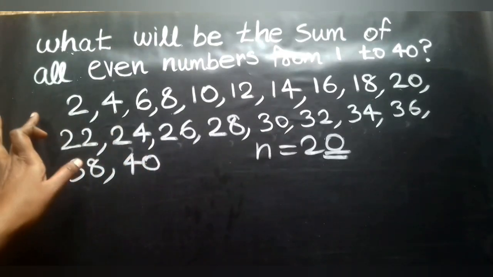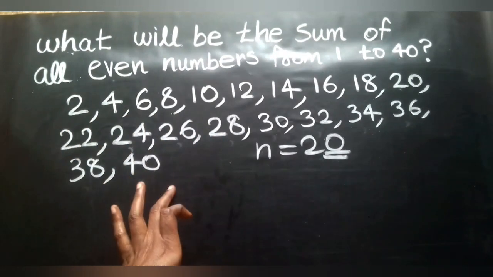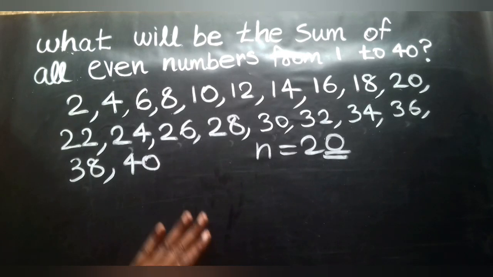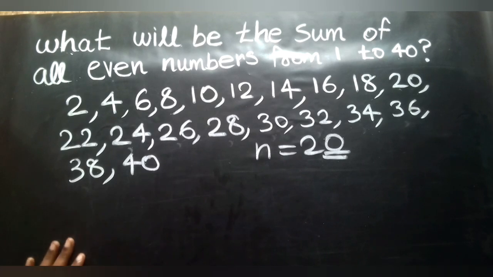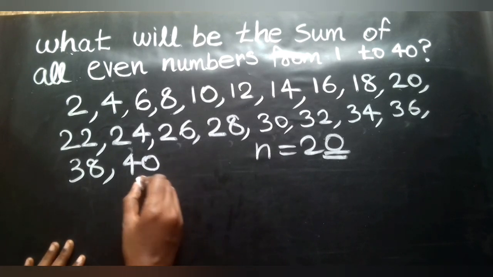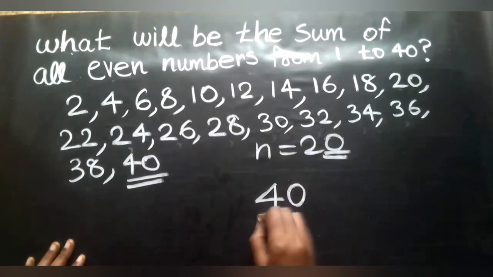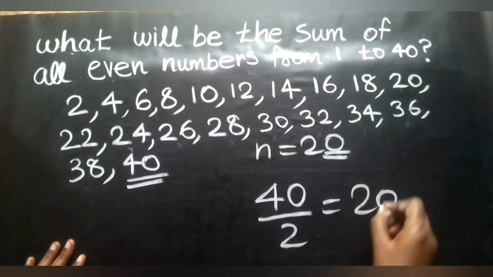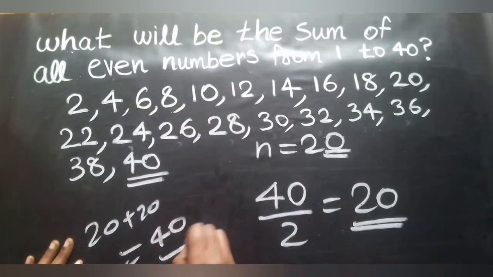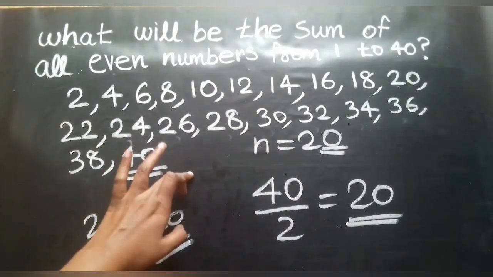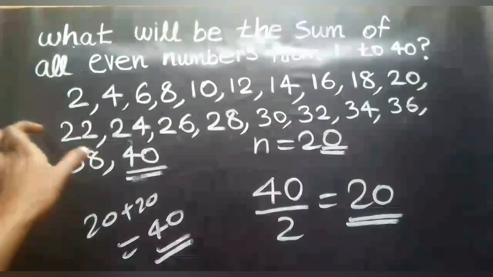Instead of listing all the even numbers from 1 to 40 and then counting them, you can follow this method. In order to find the number of even numbers, take the last even number. What is the last even number here? 40 is halved. When I say halved, 40 by 2 equals 20. 20 plus 20 equals 40. So instead of listing all the even numbers, if the last even number is halved, you can find the number of even numbers.